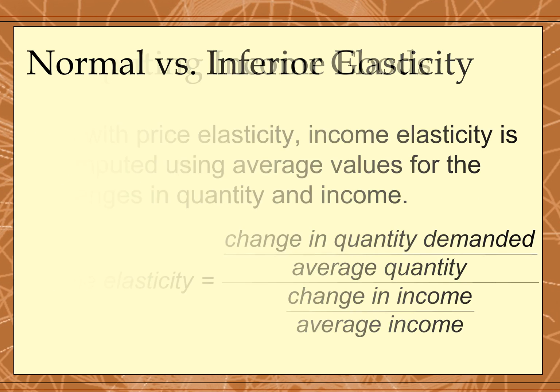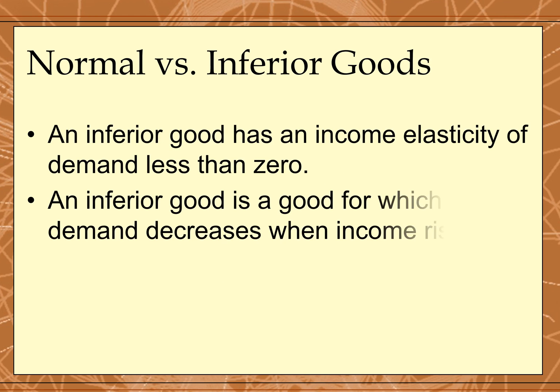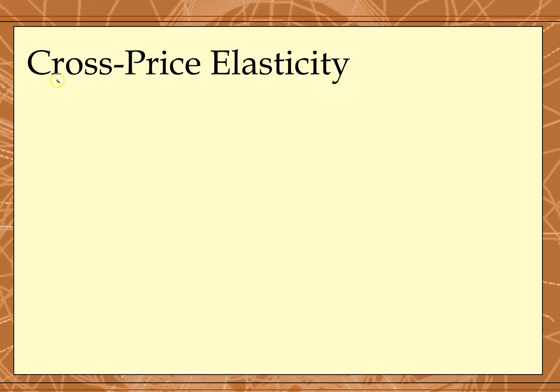Now, let's go to another type of elasticity, which is cross-price elasticity. That simply looks at, if I change the price of good X, how will that impact the demand for good Y? Well, let's say Coke and Pepsi are the two products. If I increase the price for Coke, you would expect the demand for Pepsi to go up because as Coke becomes more expensive, people may switch from Coke to Pepsi.